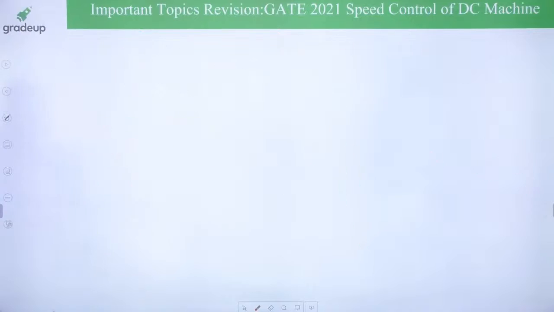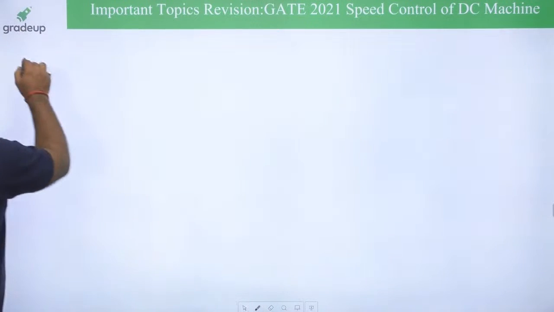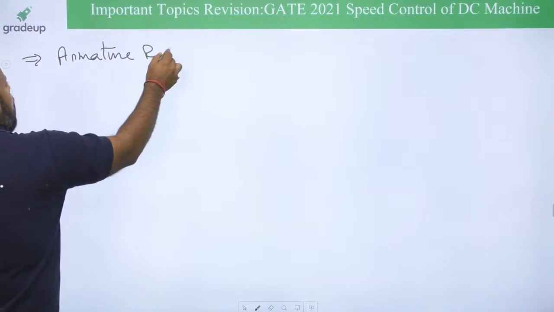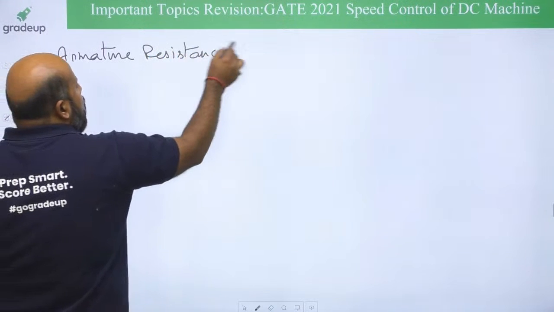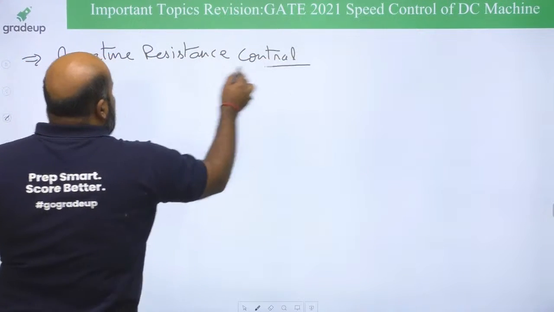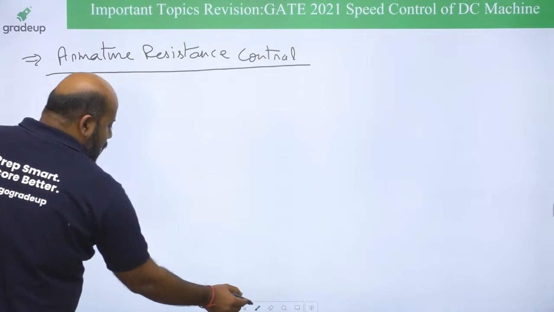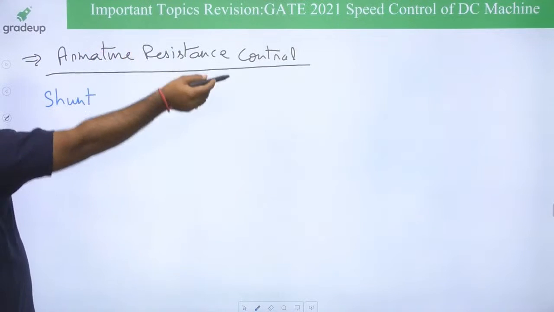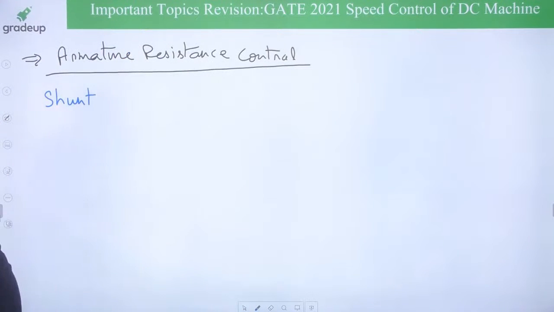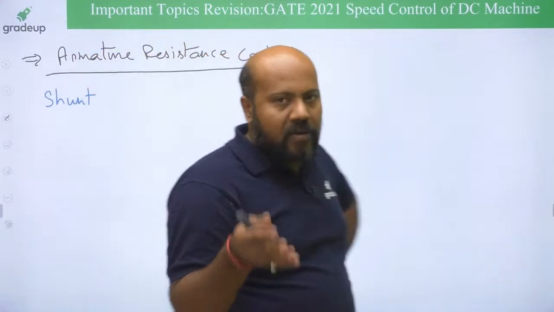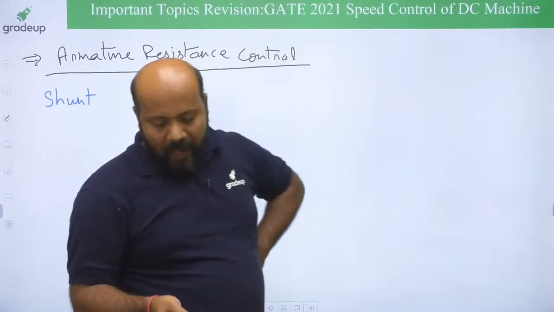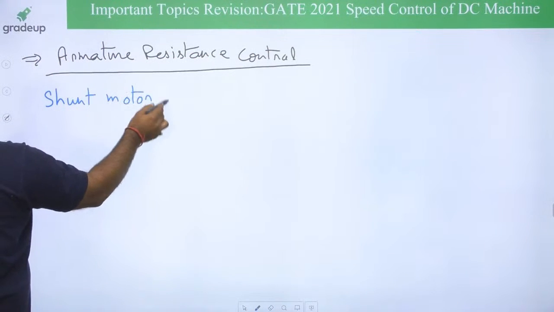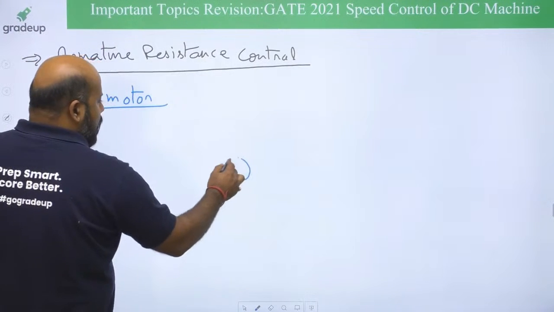Okay. So now less time is there, but let us try whatever we can do, that we will do. Armature resistance control. Armature resistance control, first we will see for the shunt motor. For the shunt motor, armature resistance if you want to control, so simply what you will do, you will put some external resistance into the armature circuit. This is what you are going to do. What else you can do? So if it is a shunt motor, you have to put some external resistance. How you are going to put it?